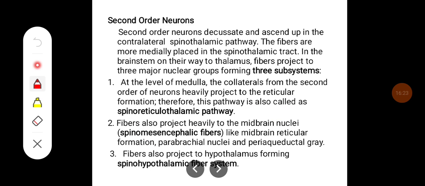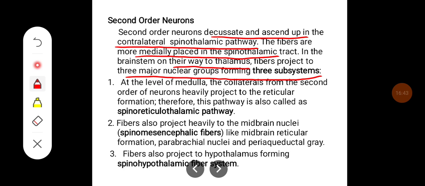The second order neurons decussate and ascend in the contralateral spinothalamic pathway. The fibers are more medially placed in the spinothalamic tract. In the brainstem, on their way to the thalamus, fibers project to three major nuclear groups, forming three subsystems. At the level of the medulla, the collaterals from the second order neurons heavily project to the reticular formation. Therefore, this pathway is also called the spino-reticulothalamic pathway.